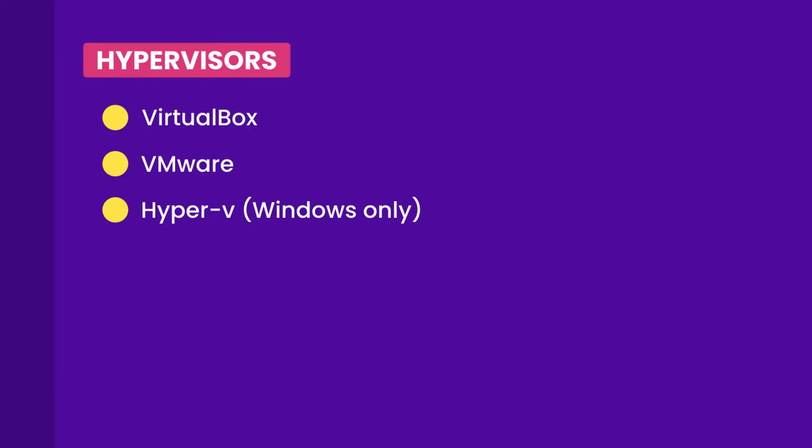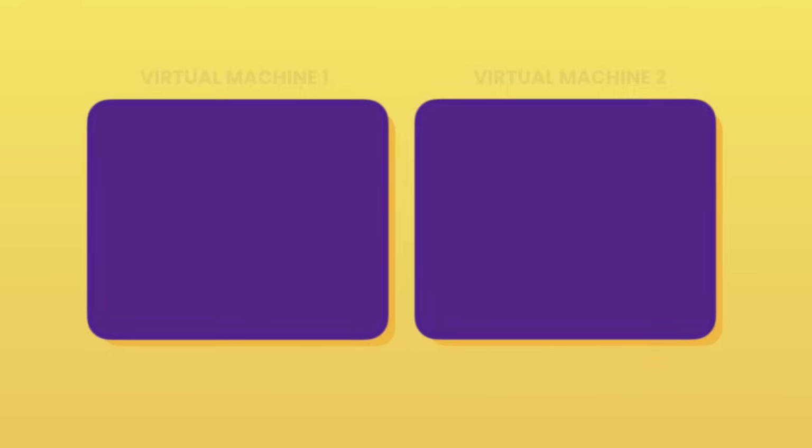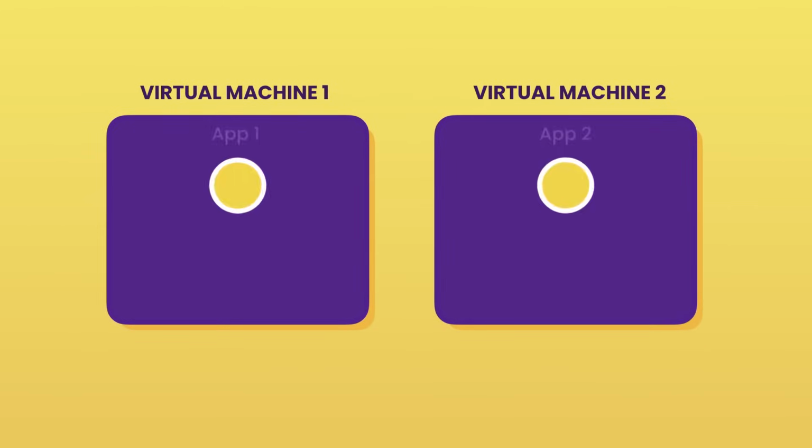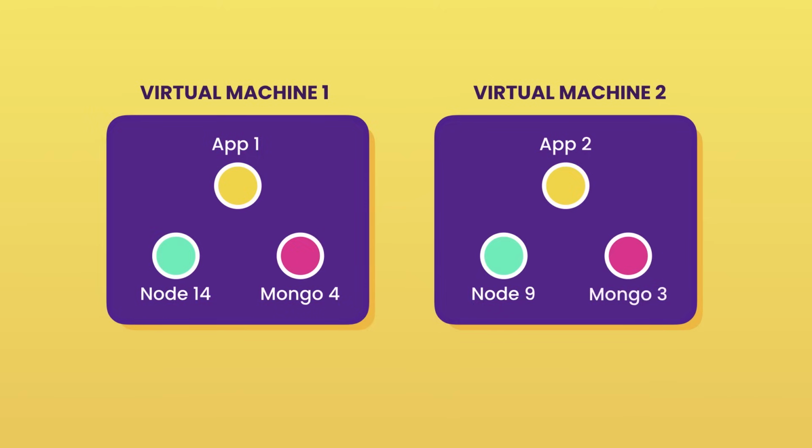Now, what is the benefit of building virtual machines? Well, for us software developers, we can run an application in isolation inside a virtual machine. So on the same physical machine, we can have two different virtual machines, each running a completely different application, and each application has the exact dependencies it needs. So application 1 may use Node version 14 and MongoDB version 4, while application 2 may use Node version 9 and MongoDB version 3. All these are running on the same machine, but in different isolated environments. That's one of the benefits of virtual machines.